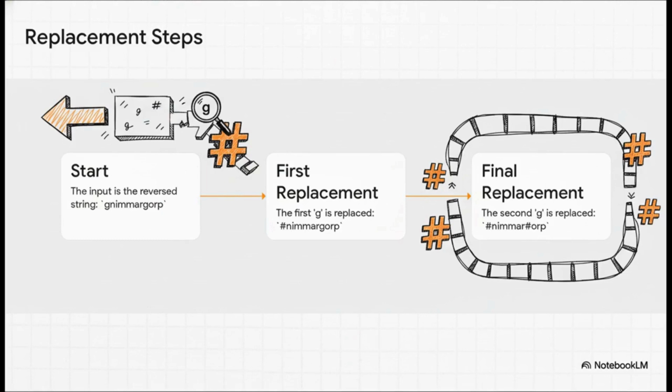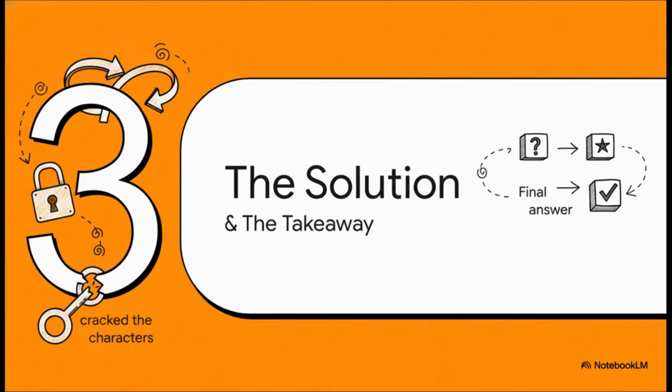The code starts with GNMR-GORP. It finds that first G right at the beginning and bam, swaps it for a hash. So now we have hashtag GNMR-GORP. But it doesn't stop there. It keeps scanning, finds that second G later on and swaps that one too. And there we have it. And that's really all there is to it.